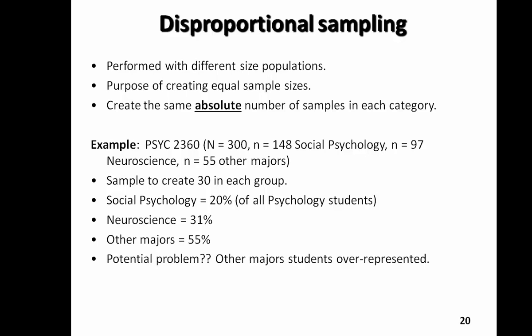And the potential problem in this situation is that the other majors group is actually overrepresented in this sample. So where we see that the number of students focused on social psychology outnumber the number of students that are studying neuroscience and outnumbering the number of students in other majors, the disproportional approach has the number of students in other majors, or the percentage of students in other majors, much higher than social psychology and neuroscience.